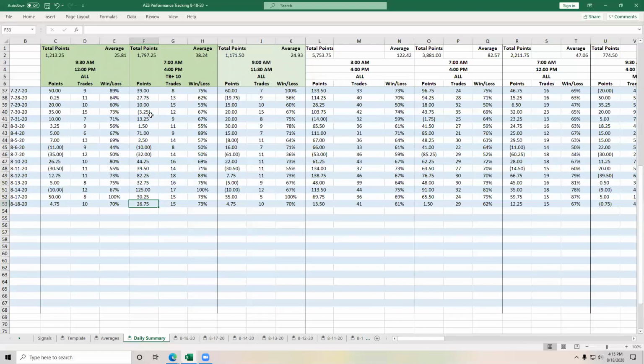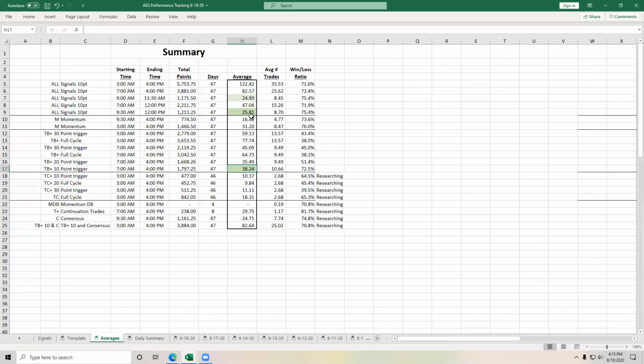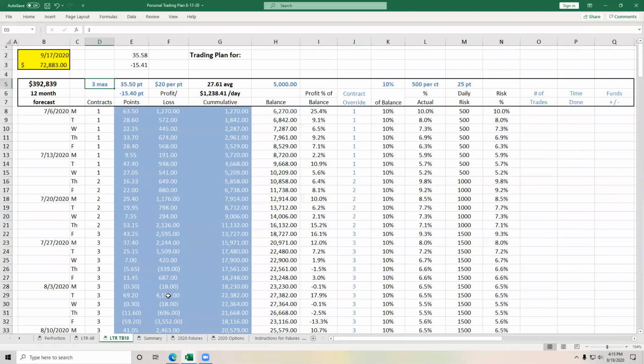Again, not one single one of these days, including the big win day, is a stake in the ground as to your success or lack of success as a trader. Not one single day. It's all about the averages, and it's all about your personal financial forecast for your trading business.